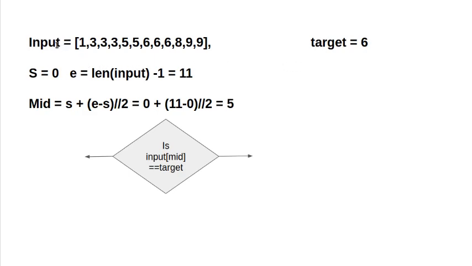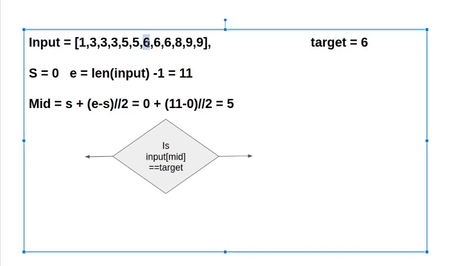So let's say we have an input of 1 3 3 3 5 5 6 6 6 8 9 9. This is the input and we have a target 6. We are required to find the first and the last positions of the target 6. Here, this would be the first position and this would be the last position. So that means we have to return, counting 0, 1, 2, 3, 4, 5, 6, 7, 8, the positions 6 and 8, right? Those are the positions that we need to return in this program.